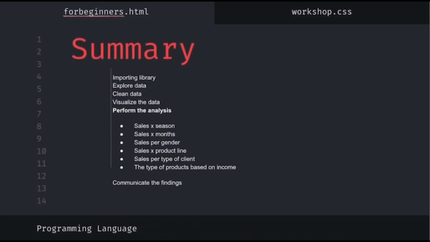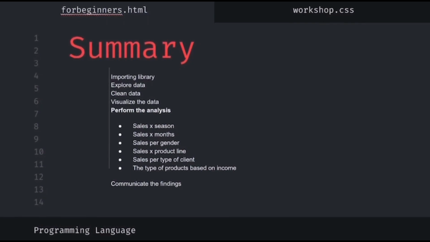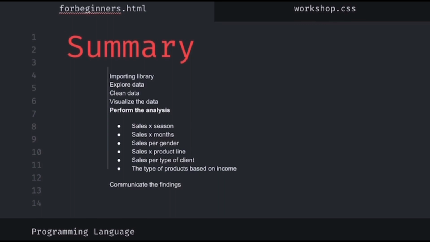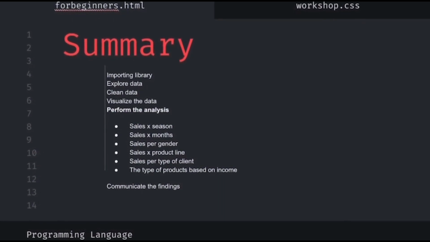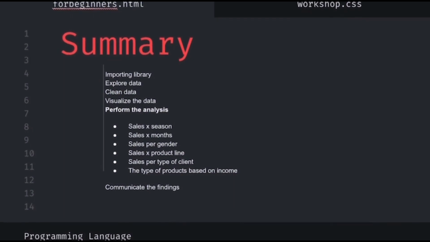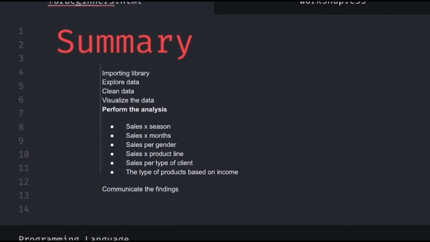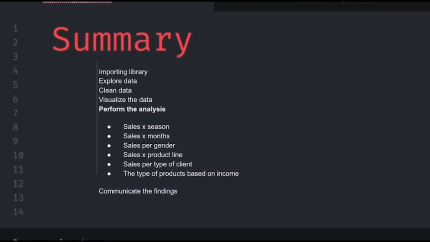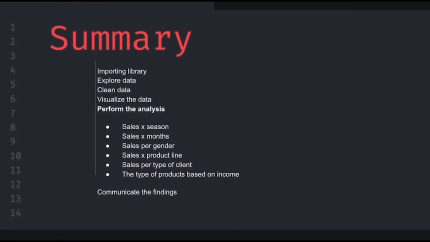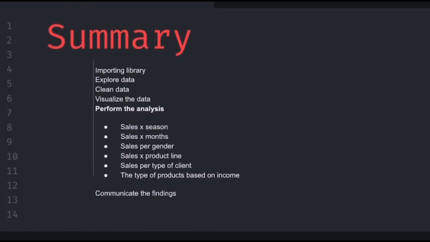For this project, we have decided to focus on different sales distribution, but before we get to that, we had to import the library, explore, clean, and visualize the data so that we can move on to the more interesting part, which is performing the analysis. We have decided to focus on different distributions, such as sales per season, per month, per gender, per product line, what type of client buys what type of products, and the type of products based on income. In the end, we would conclude with our findings and what we have learned from this project.